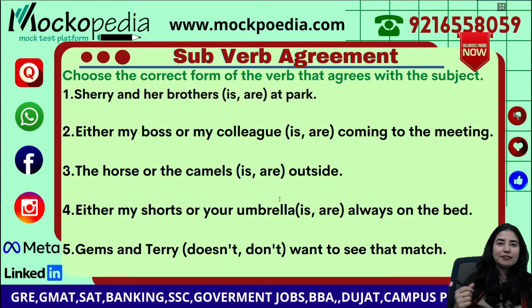Okay, take a look at the first sentence. Sherry and her brother are at the park. So Sherry is one and her brother is two. Both the subjects are combined with "and," so the verb that I'm going to pick will be plural in nature. So what's the verb that I'm going to pick? "Are," right? So the correct answer is going to be "are."